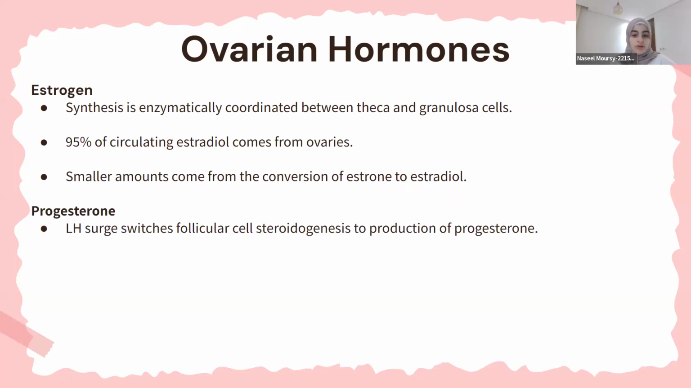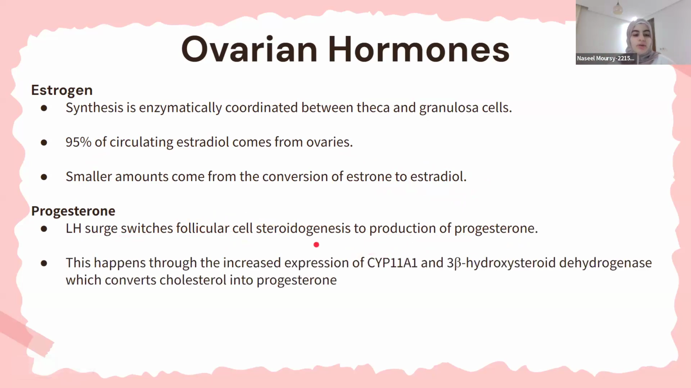Next is progesterone, our second favorite. The LH surge switches follicular cell steroidogenesis to production of progesterone. Keep in mind, follicular cells are the same as granulosa cells, the ones surrounding the oocytes. Like we said, mainly we have estrogen before ovulation, and then after ovulation we have progesterone. Why does this happen? Because we have an increased expression of CYP11A1 and 3-beta-hydroxysteroid dehydrogenase, which I'm sure you saw in the endocrine part of the block. These two enzymes stimulate the conversion of cholesterol into progesterone.